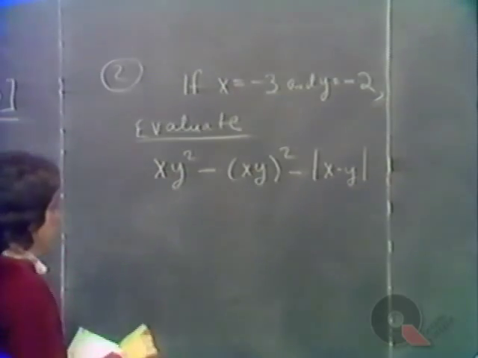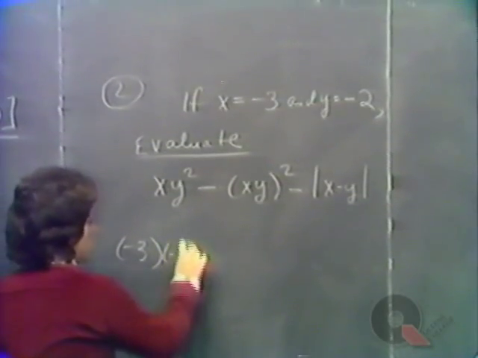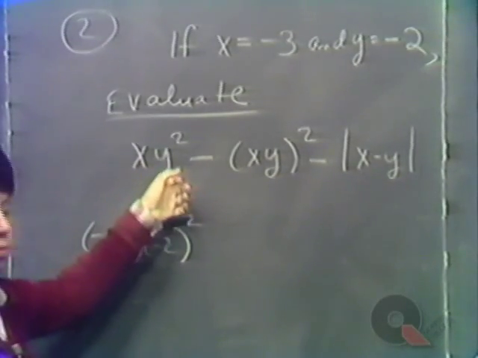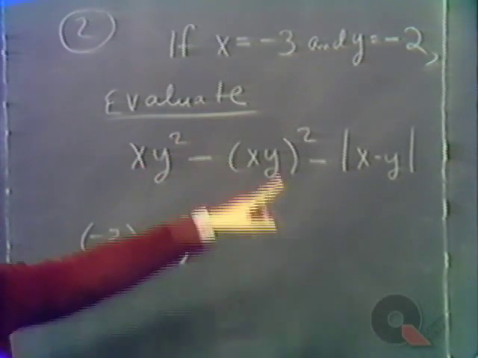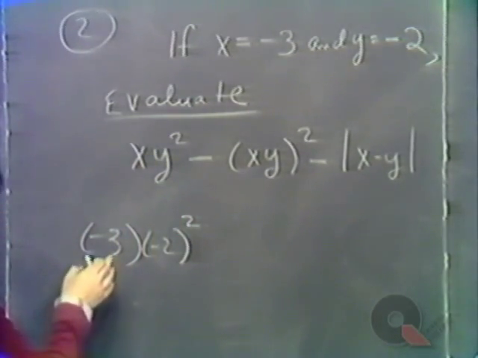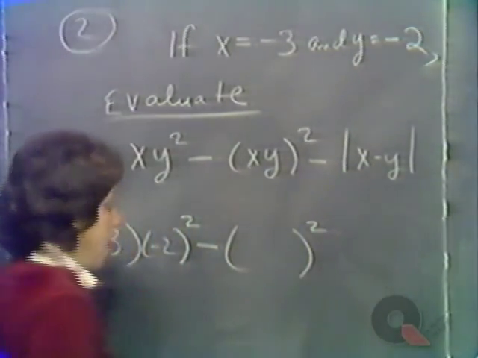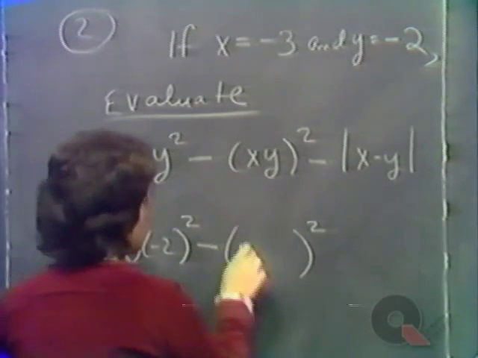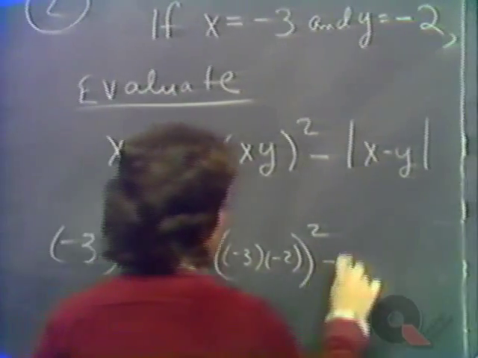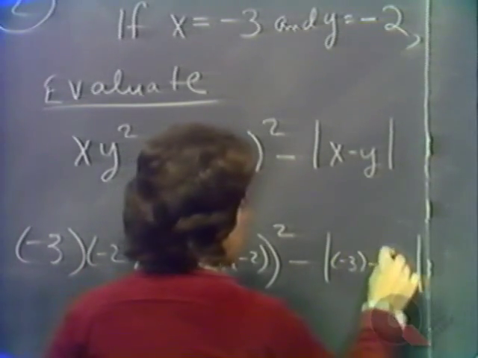Okay, xy squared. x is minus 3, y is minus 2, and that is to be squared. Even though we didn't need parentheses when we wrote it as xy squared, when we throw in the minus 3 and the minus 2, we do need the parentheses to clearly indicate multiplications. Minus 3 times y squared. Take away x times y. x, that's minus 3, y is minus 2, whole thing squared. Take away x minus y, that's minus 3, take away a minus 2.